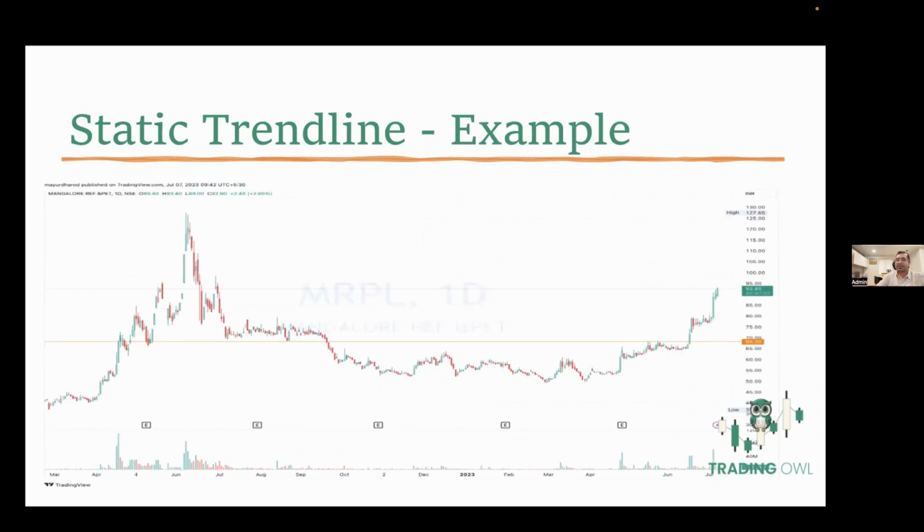Now I'll just give a couple of examples of static trend lines. This is MRPL. When you connect the majority of the supports over here, they became resistances over here. It broke out, it rallied.